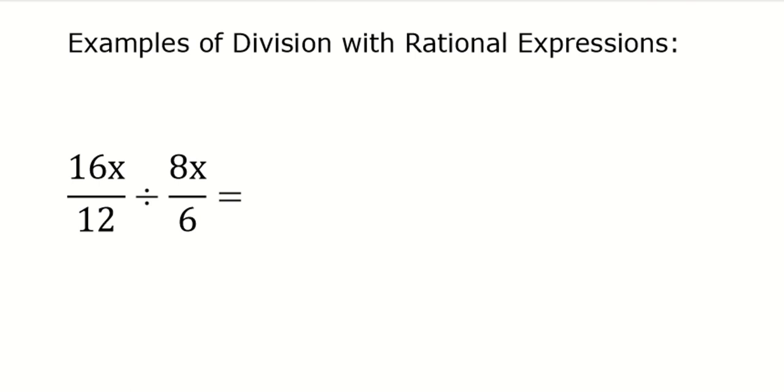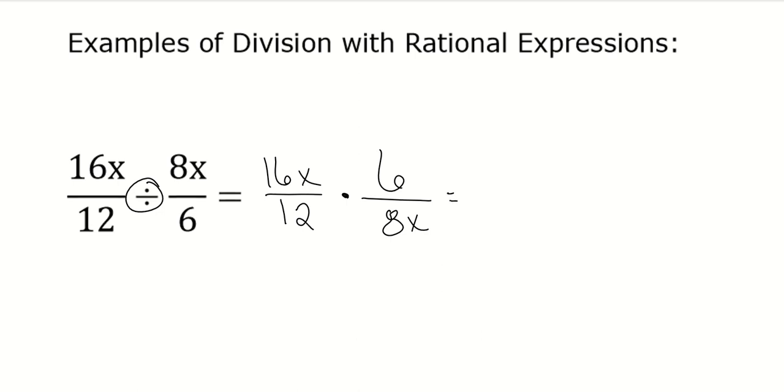So here we're going to start off exactly the same. My first rational expression is 16x over 12, so it stays the same, 16x over 12. I change this divide sign into a multiply sign now. And then I place the reciprocal, which becomes 6 over 8x. At this point, I'm going to go through and do some eliminating or simplifying before I begin my multiplication process.